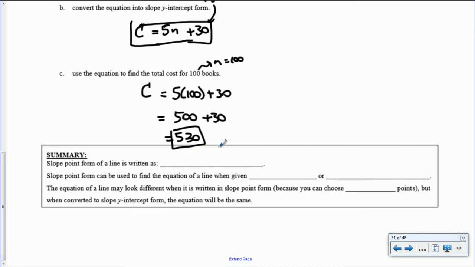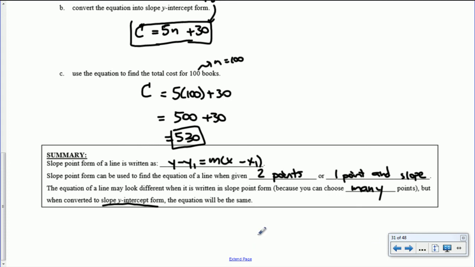So slope point form of a line is written as y minus y1 equals m times x minus x1. That's on your formula sheet. Slope point form can be used to find the equation of a line when given either 2 points or 1 point and the slope. The equation of a line may look different when written in slope point form because you can choose many points. But when converted to slope y-intercept form, the equation will be the same.